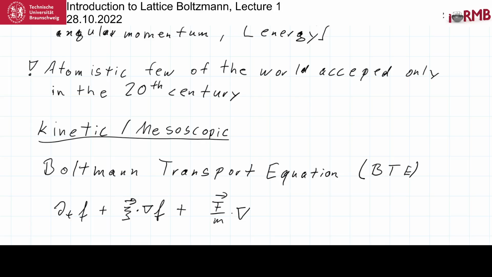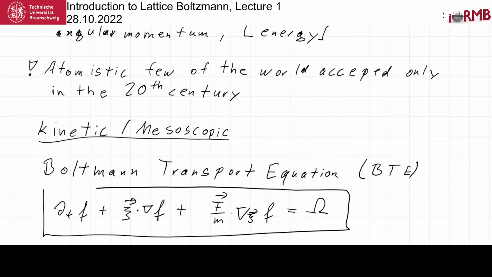There is a forcing term, which is a force times a vector derivative in the microscopic velocity space on f. And this is equal to a collision operator. So this altogether is the Boltzmann transport equation.